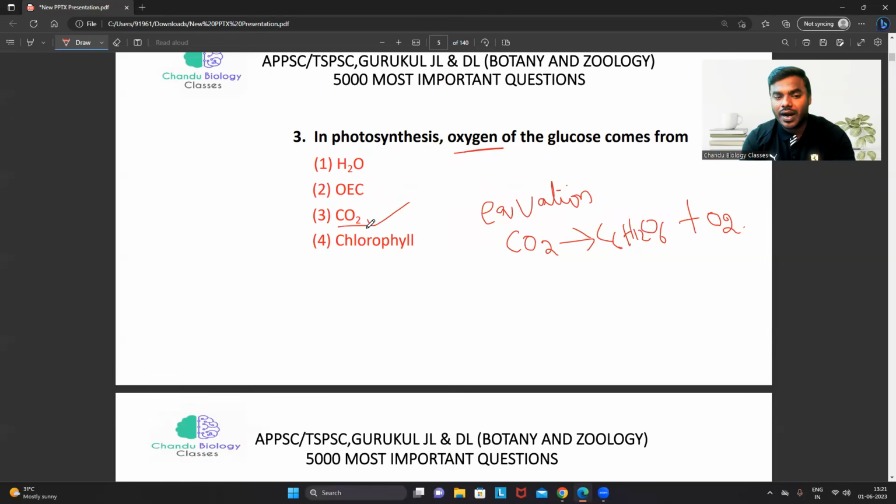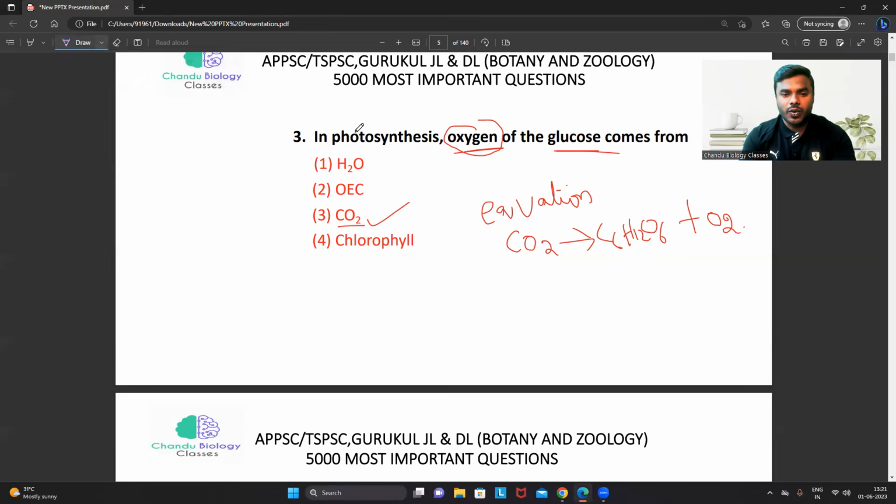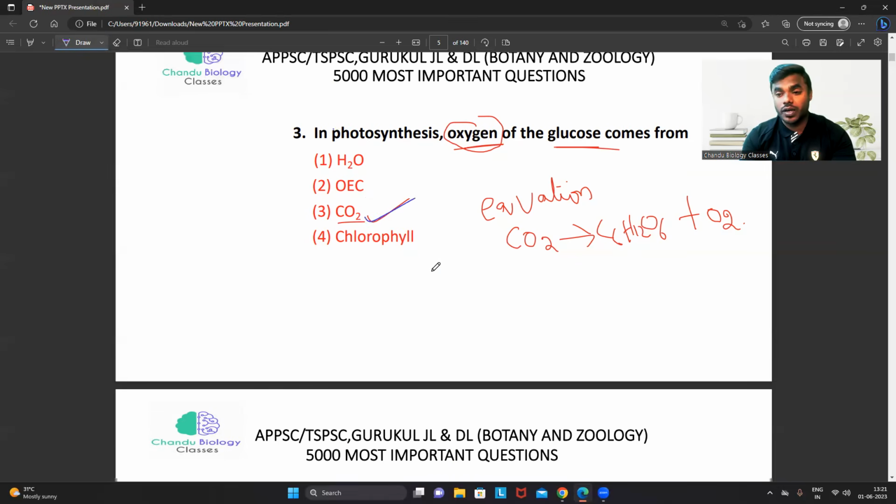The answer will be carbon dioxide. Don't get confused, friends. They're asking, in photosynthesis, the oxygen of the glucose comes from... You have to remember the equation of photosynthesis. By that you can easily answer the given question. So what will be the answer? Carbon dioxide, don't get confused.